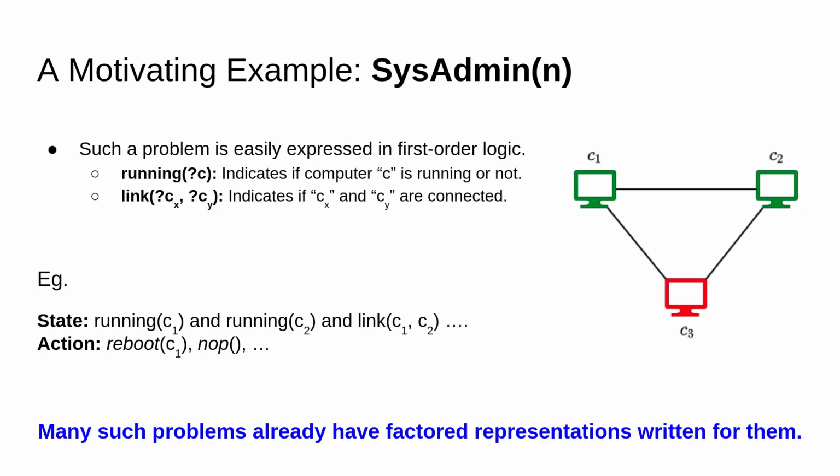Now, this problem cannot be easily expressed as an image-based representation, but is easily expressed using first-order logic predicates like running and linked to indicate if a computer C is running or if two different computers are connected or not. In fact, many such real-world problems already have factored representations written for them and are readily available, making relational representations in RL an attractive avenue for solving.